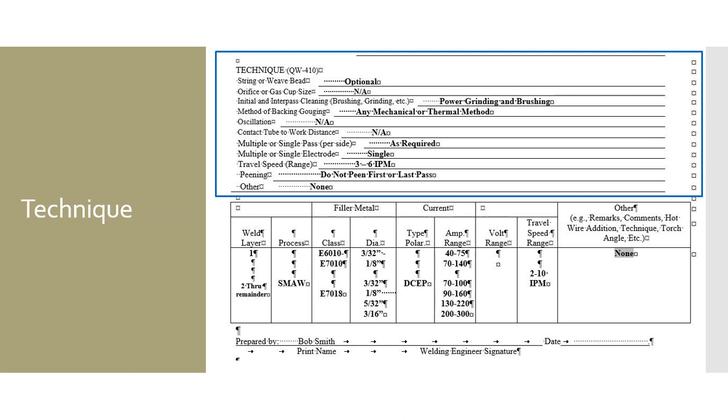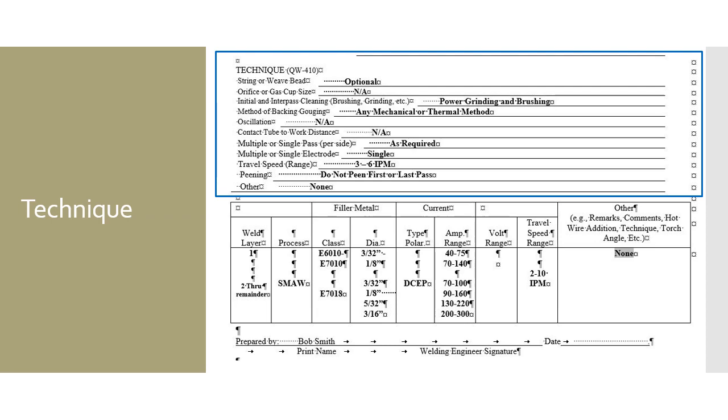Okay, for technique, I'm pretty sure none of these are essential variables. I'd have to go and look. But they all need to be addressed. So for technique for different welding processes, this one's saying, can I run a string or a weave bead? You can do either. Orifice or gas cup size, it's not a variable that needs to be addressed for shielded metal arc welding, but for other welding processes it is.